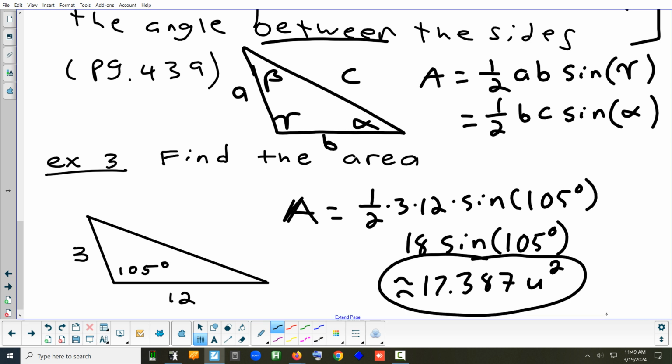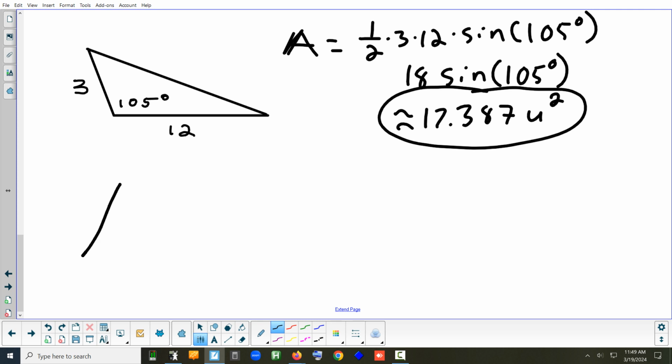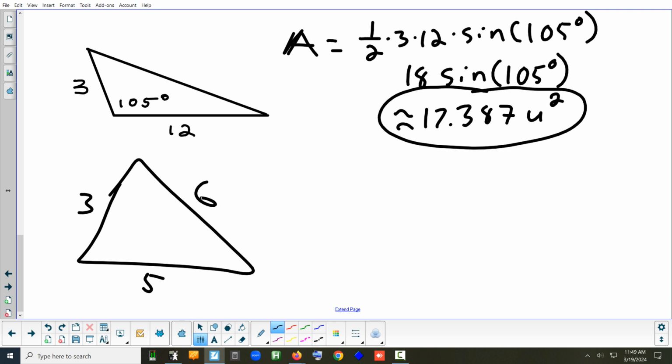And that's how you can find the area of a side angle side triangle. Now, the last triangle. What's the last triangle that we did with law of cosines? We did a side, side, side. So if I gave you 3, 5, 6, first make sure that that would even work.